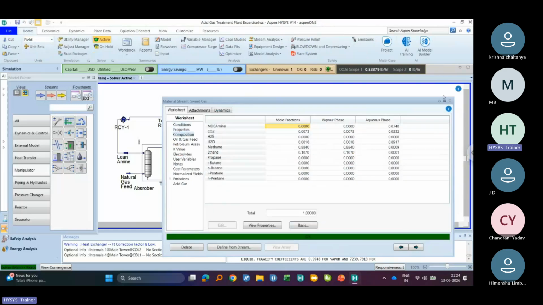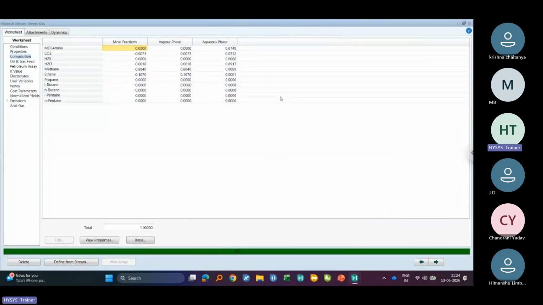Do you remember these two values? You will see that the H2S has now become 0. Previously, it was around 0.0010. Now you can see that the H2S is completely removed, and the mole fraction of CO2, previously something around 0.06 or 0.3, has now gone to 0.0073. You can just point out the difference, these two values have changed a lot.